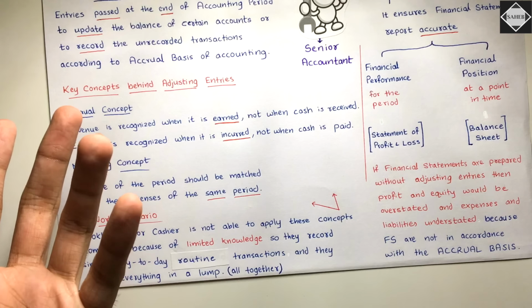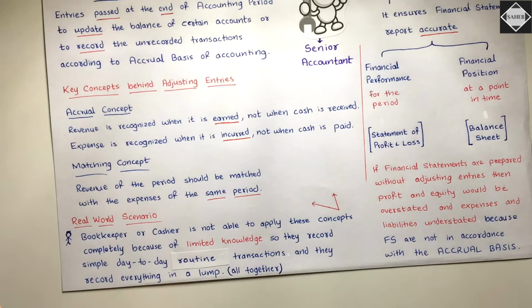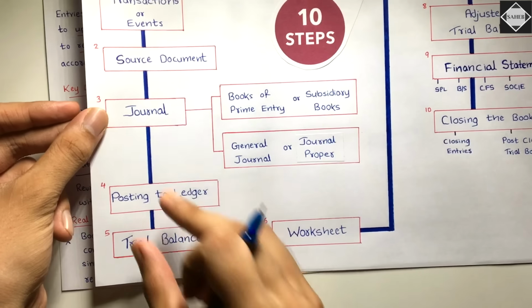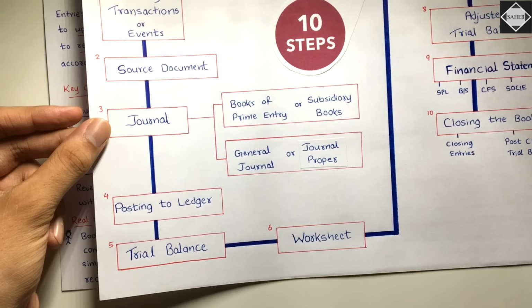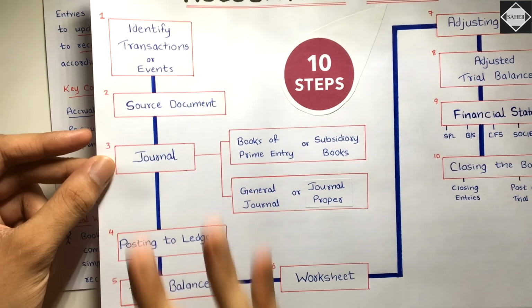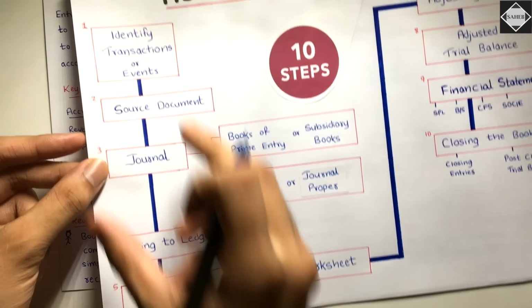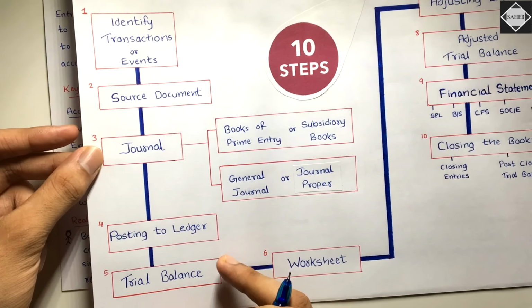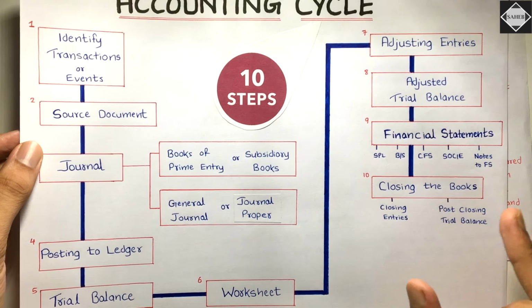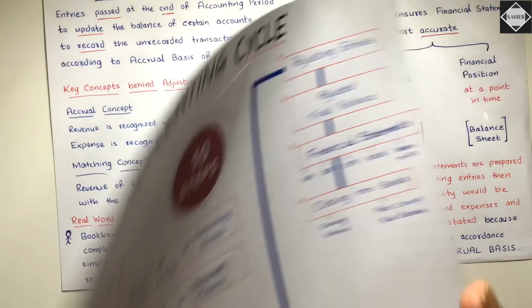What is bookkeeping? Bookkeeping is not preparing financial statements. Understand, bookkeeping is only this: identification, source document, journal, posting, trial balance, over. Bookkeeping is over. If there are any errors over here, they will rectify that also. Over there only, it's over. This is called bookkeeping, only this much. And after this, preparing financial statements and everything will be the job of the senior accountants, right?